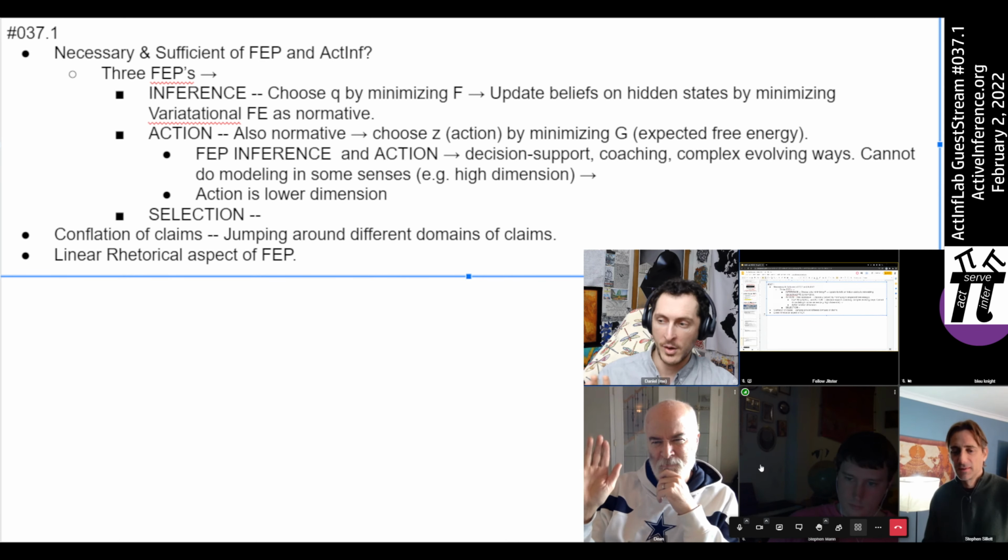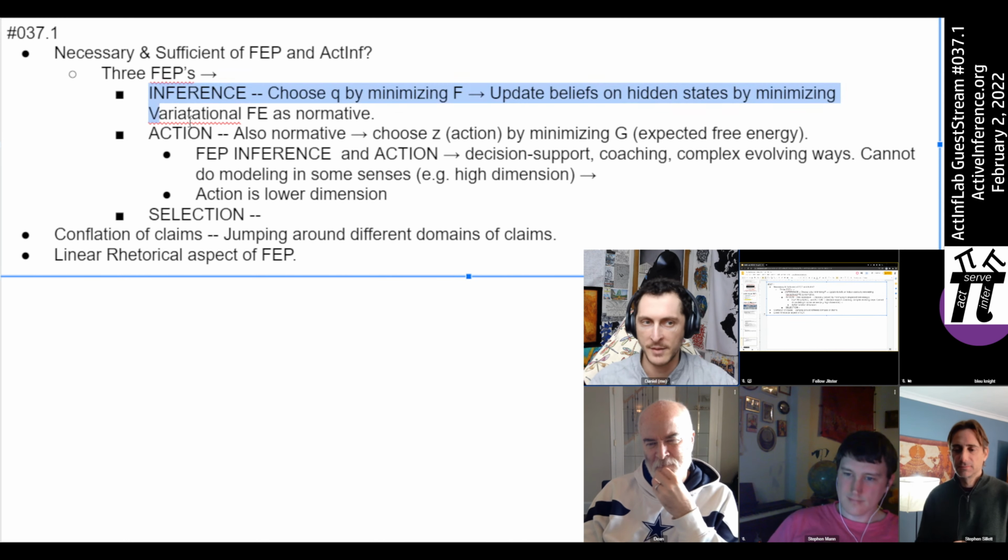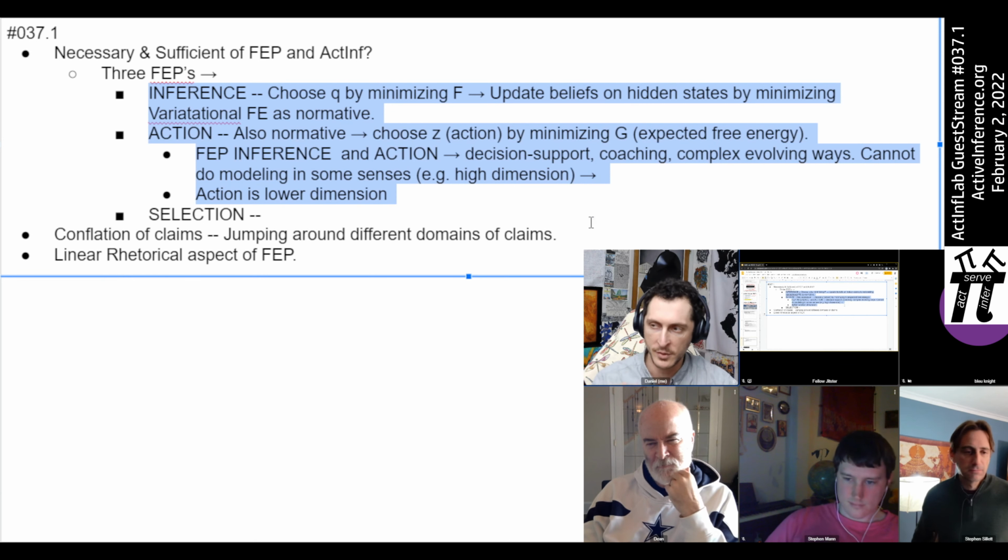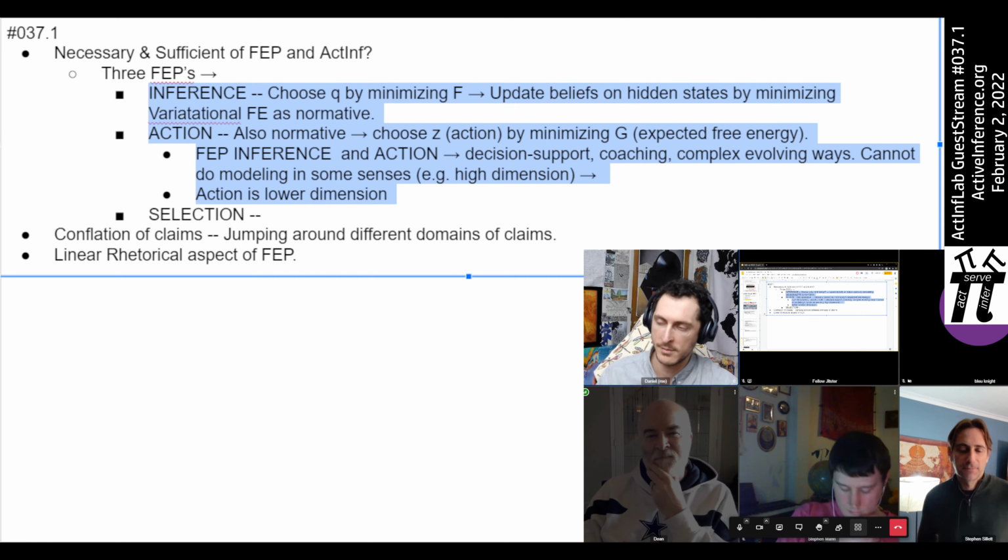Stephen, Dean first, and then Stephen M, if you want to give a thought on that. And we're just going to talk about this inference and action piece because I think there's a few more pieces to draw out, and then we'll get to the third selection. But Dean, go for it.